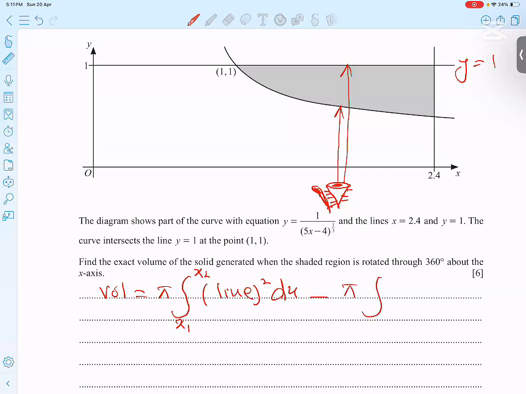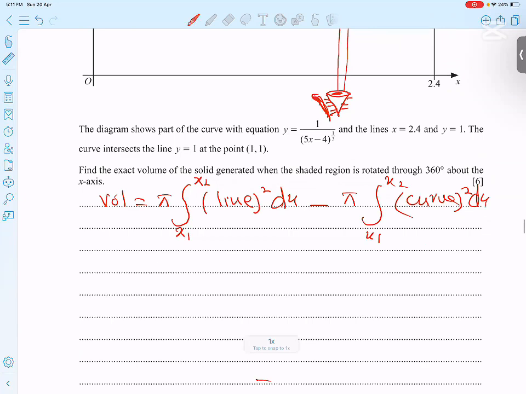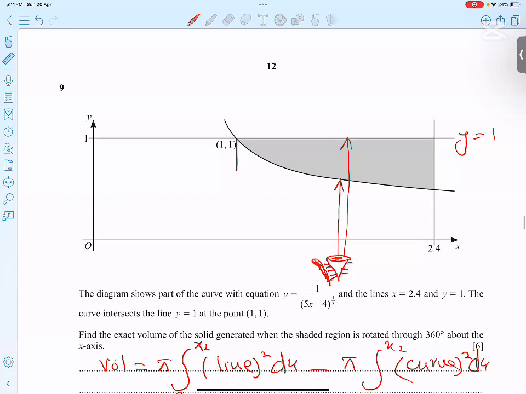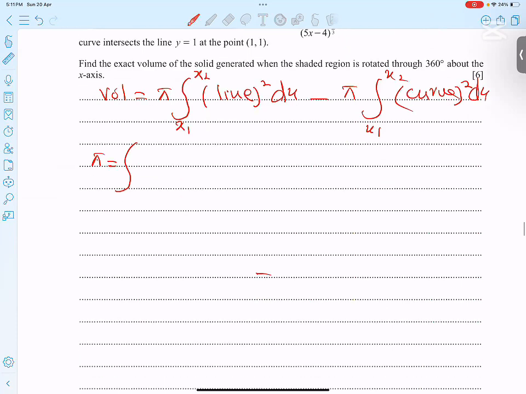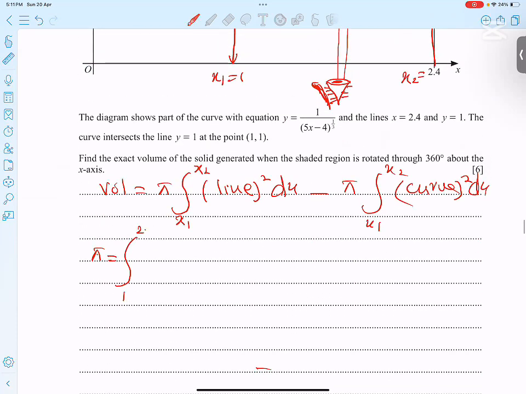Minus, again, x1, x2, and here power 2, but in this bracket, I will write curve. So let's start. I think the planning is okay. And the lower limit is what? That is x1, which is 1. The second limit is x2, which is 2.4. From 1 to 2.4, the line equation is 1 to power 2. And then we have again from 1 to 2.4 the curve equation.